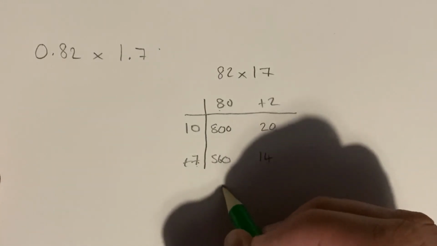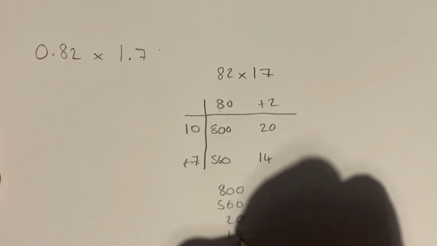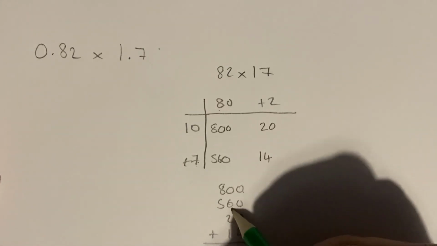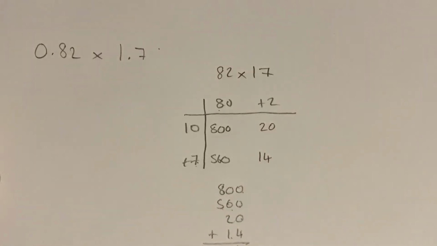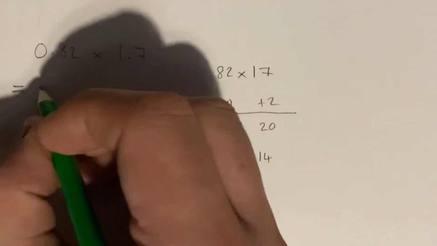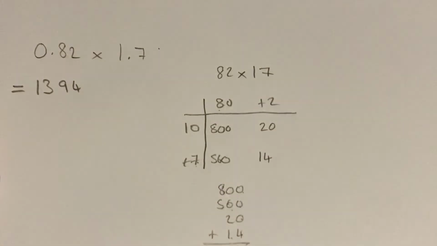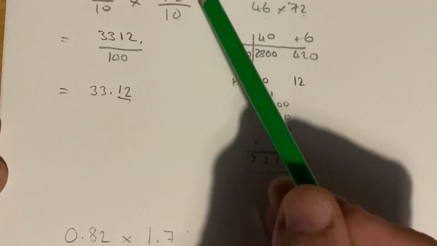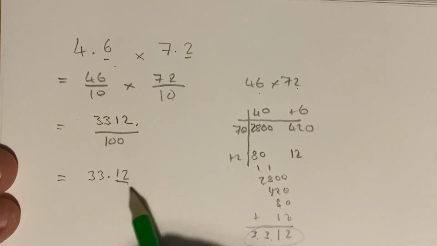I'm going to add the 4 numbers together, so 800, 560, 20, and 14. 0 plus 0 plus 0 is 0, 4 is 4. 6 plus 2 plus 1 is 9. 8 plus 5 is 13. So I've got 1,394. So I know it's going to involve those numbers. 1,394. Now what we said in the last question was we've got 2 decimal places in the question, so 2 decimal places in my answer.